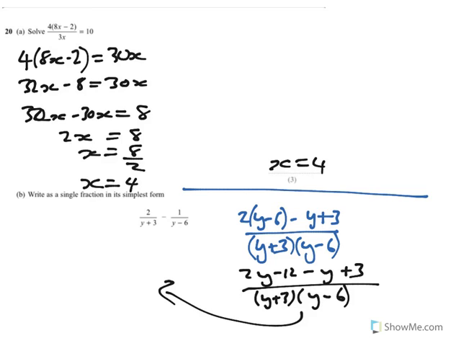Then collect the like terms. I've made a mistake here. This minus is multiplying that entire bracket, so this should be a minus.